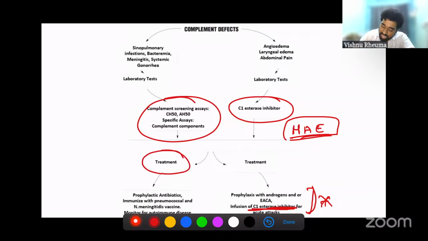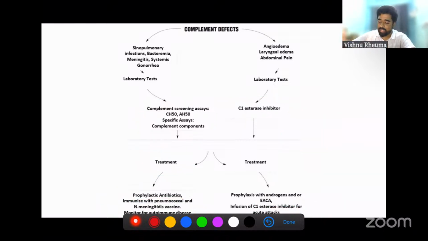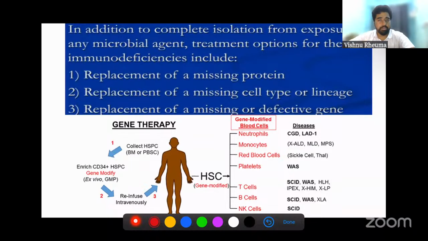Whenever you have a hypocomplementemia, there you will basically treat with antibiotic prophylaxis only. You will monitor for autoimmune disease. Especially with early complement pathway defects, you'll have an increased risk of SLE. So you will basically treat with prophylactic antibiotics, vaccinate the patient well, and avoid autoimmunity. So that is what you do in complement defects which lead to hypocomplementemia, unlike hereditary angioedema. So this is your basic approach to therapy.